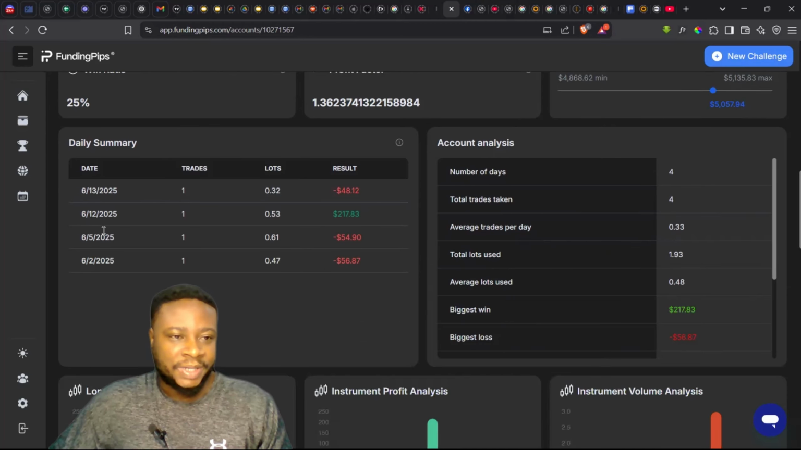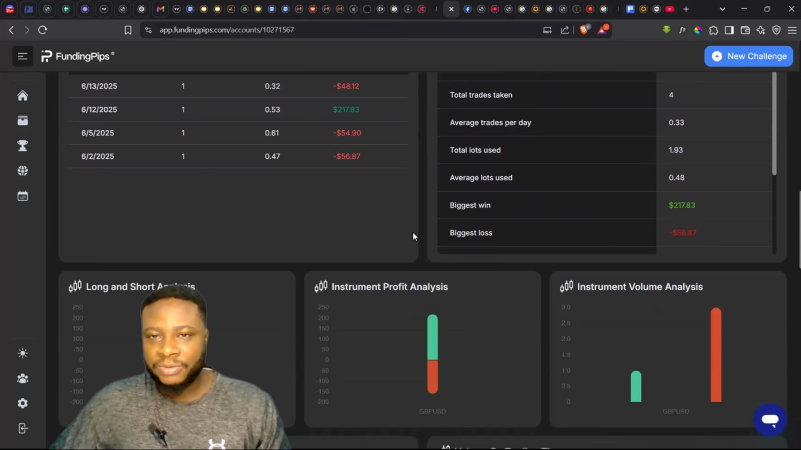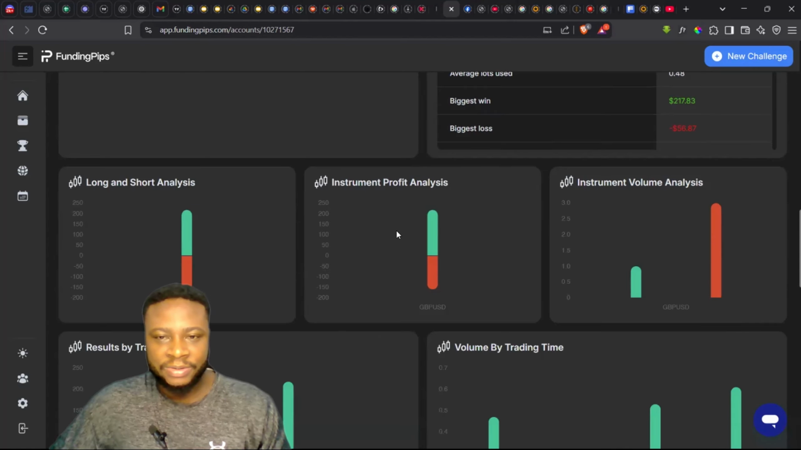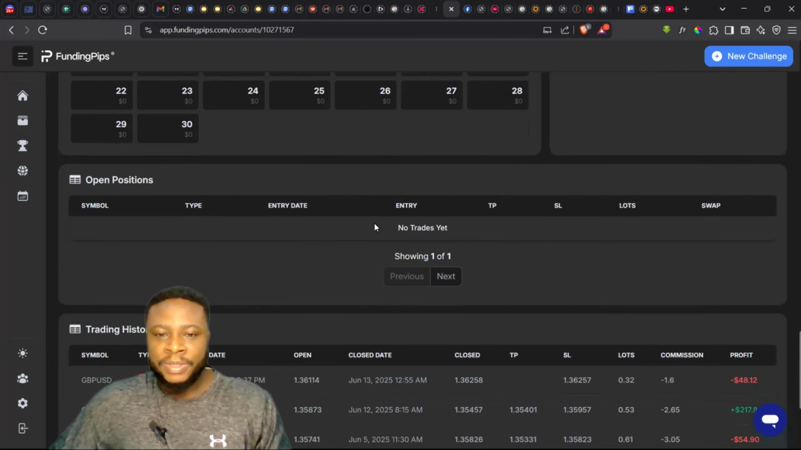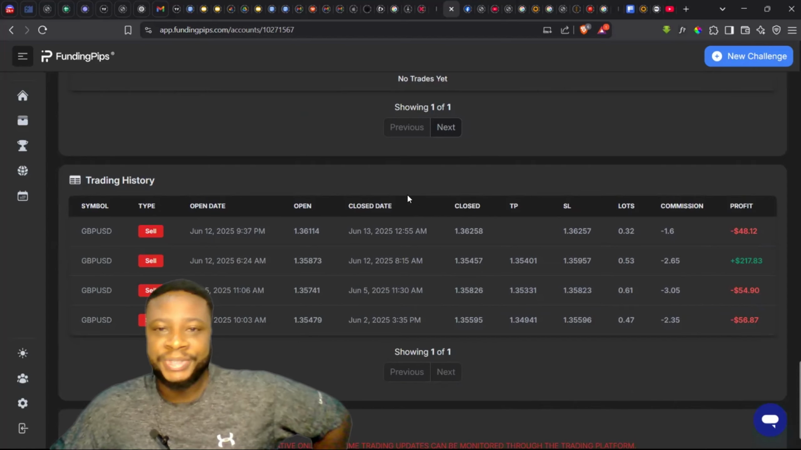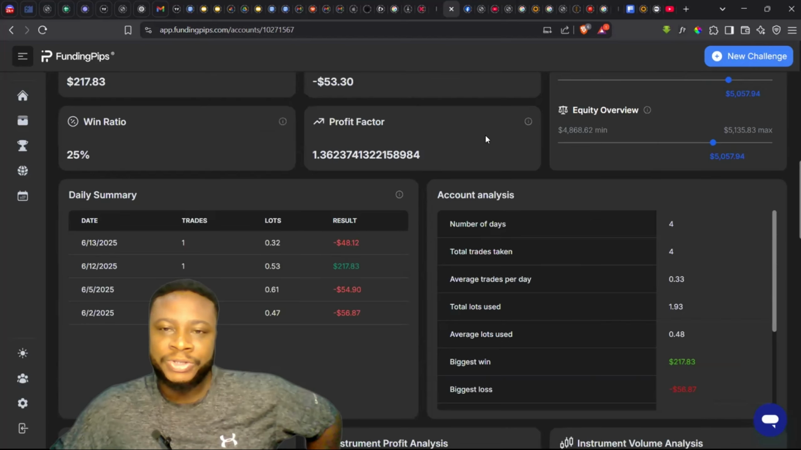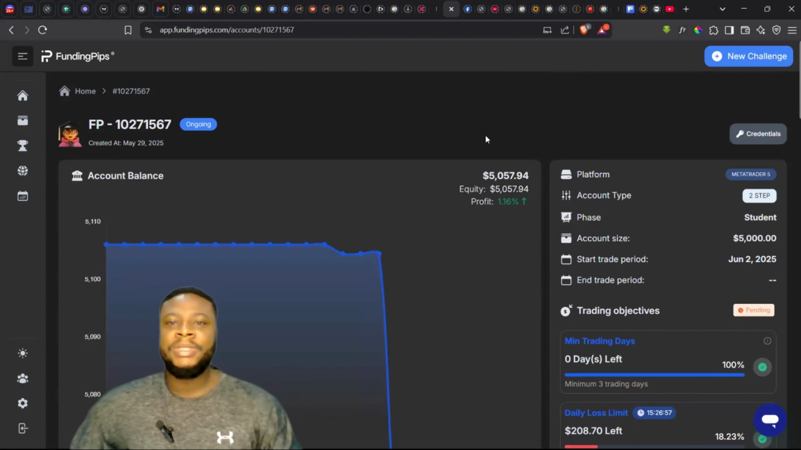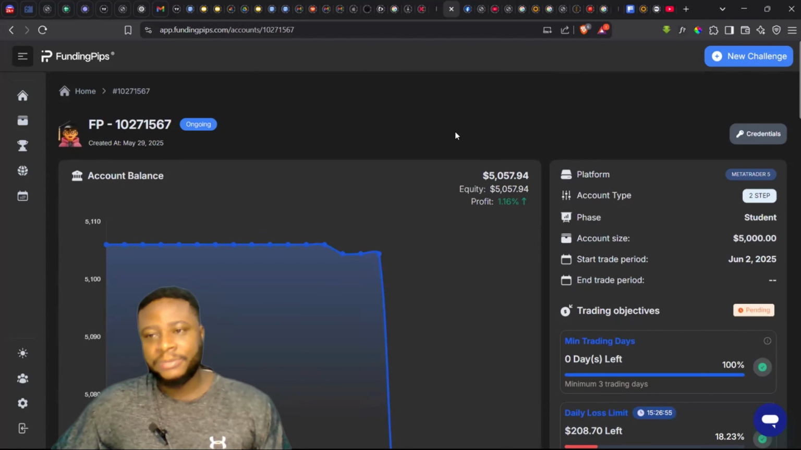So these are all the trades I took. As you can see, just 4 trades so far. Number of days traded, total trades taken, average trades per day, and so on. You can read all of that up. So that's pretty much it for the 20 trades challenge so far: 4 trades out of 20, one win out of 4 trades, 1% up on the account.